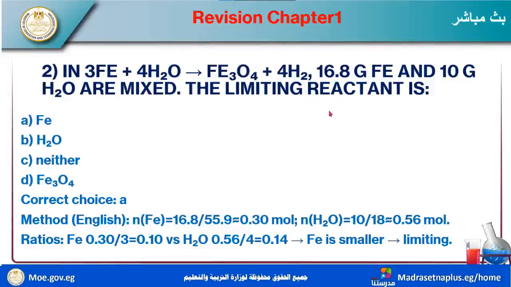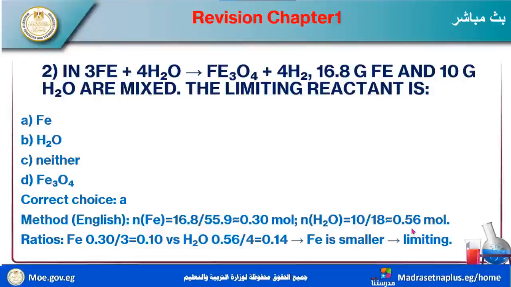Now we want to divide 16.8 by 55.9 to get the number of moles, so we have 0.3 moles of iron. It reacts with H2O, which is 10 grams. We must divide 10 grams by 18, which equals 0.56 moles. The ratio is 2 to 1; we have 0.3 and 0.56.